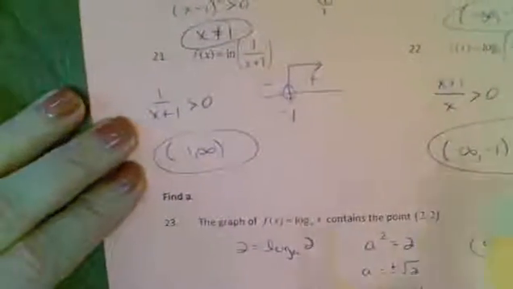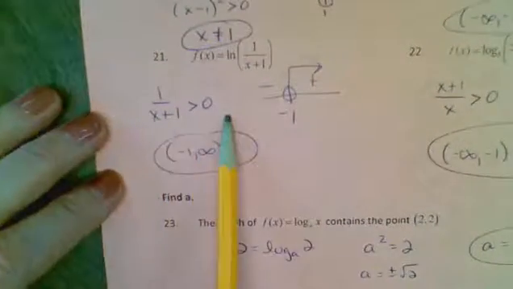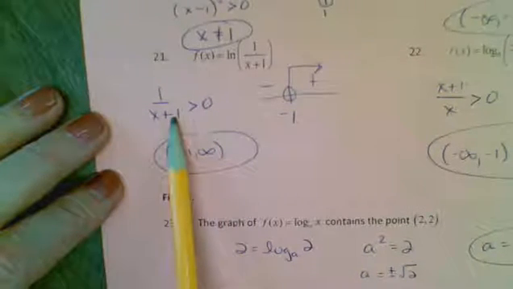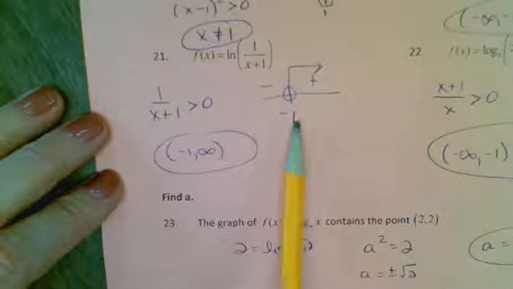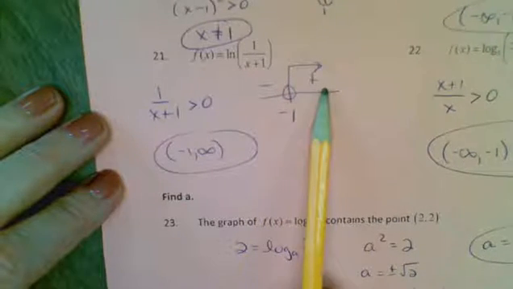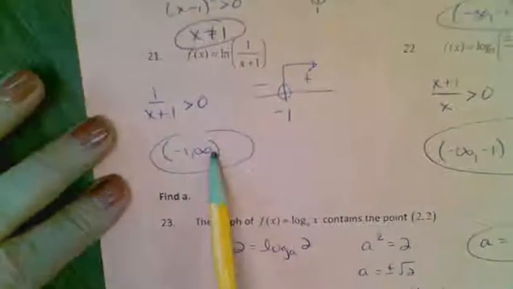21 and 22, same thing. If you set that fraction greater than 0, remember you can't just multiply by x plus 1. You have to find your roots. So there's only a root at negative 1. On the left side it's negative. On the right side that fraction is positive. And I want the positives. So from negative 1 to infinity.